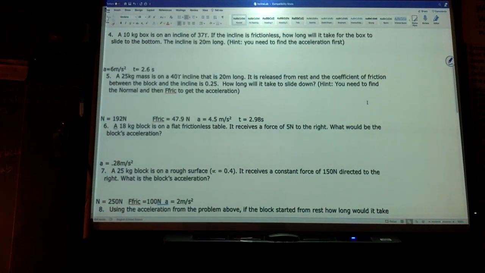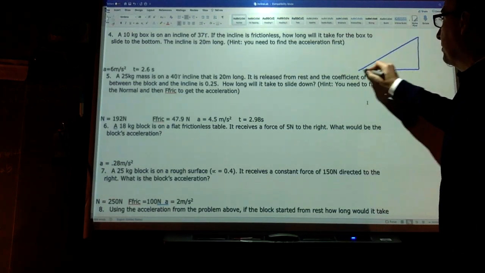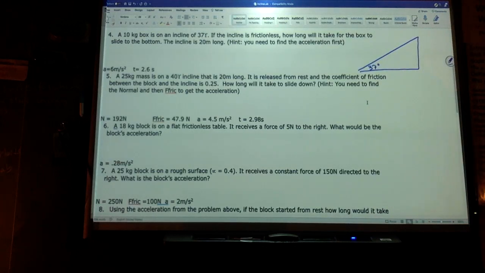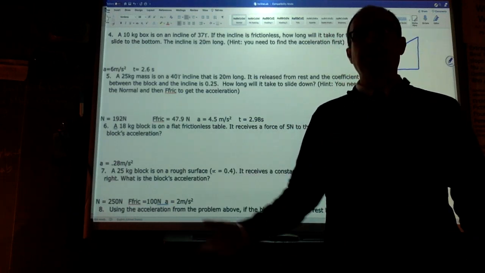All right, so a 10 kilogram box is on an incline of 37 degrees. If the incline is frictionless, how long will it take for the box to slide to the bottom? The incline is 20 meters long. So what we're doing is we're reviewing what we did with Fnet equals 0.